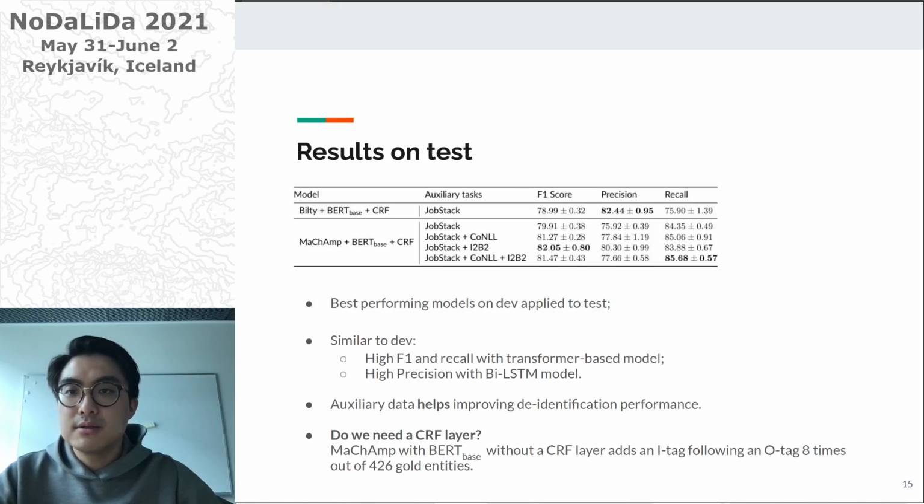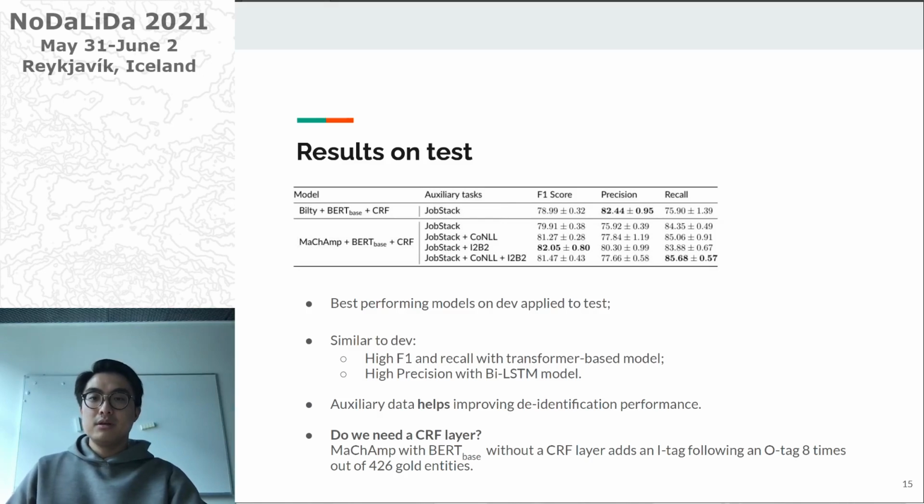Then our results on test. So we use the best performing models of both the BiLSTM and the transformer-based model, so with BERT-based embeddings and a CRF layer, and also auxiliary tasks. And we see a similar trend in comparison with the development set, where the BiLSTM-based model achieves the highest precision with just the JobStack dataset, and MaChAmp with BERT-based and a CRF layer achieves the highest performance regarding F1 score with the JobStack and I2B2 combined. And then when you combine all the datasets together, you achieve the highest recall. So here we show that auxiliary data helps improving de-identification performance.